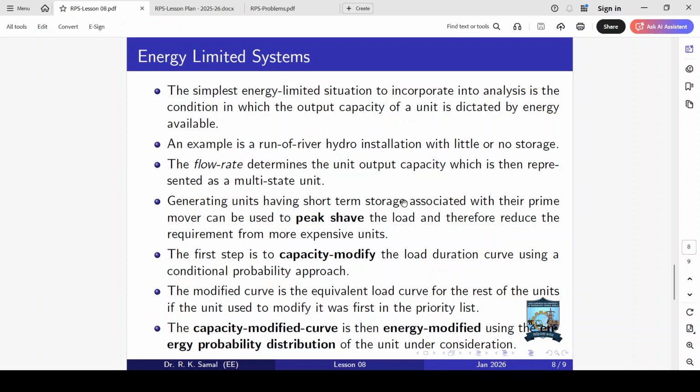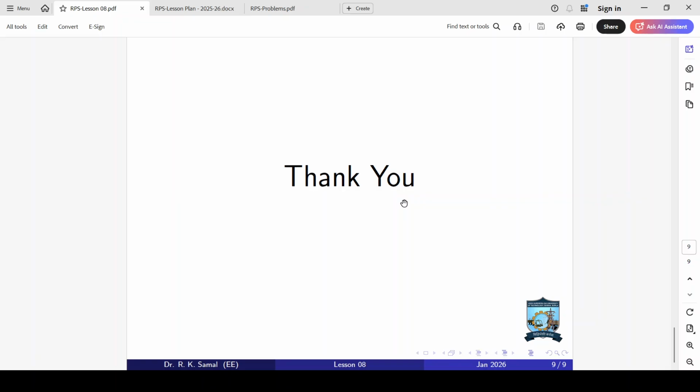Okay, this is one approach. We are not going into the details of this. It's only for your information. Okay, so that completes the loss of energy expectations.